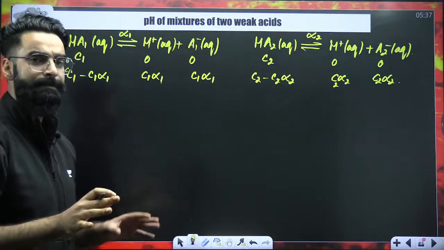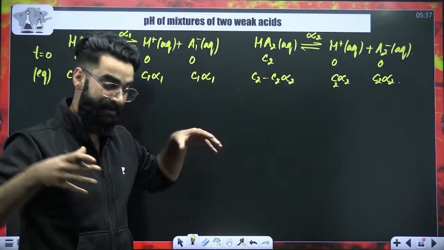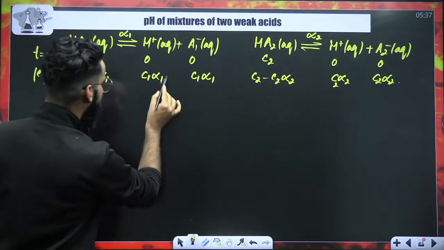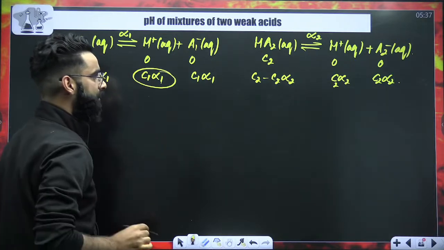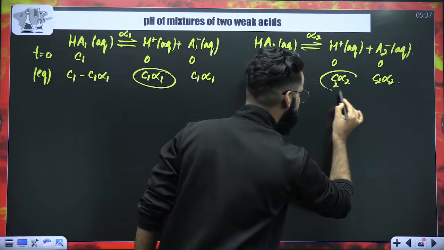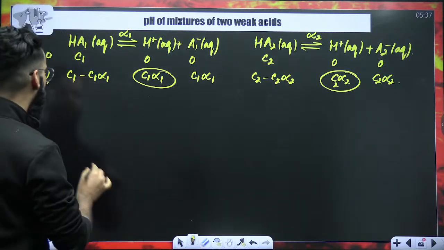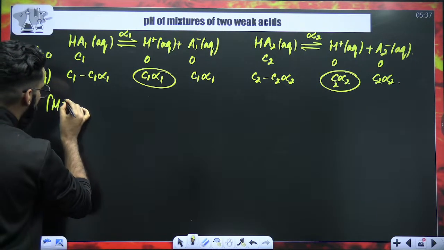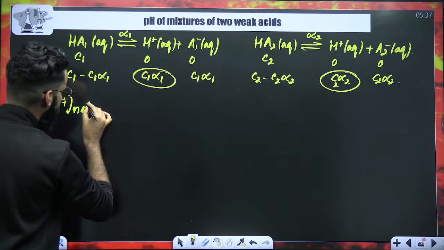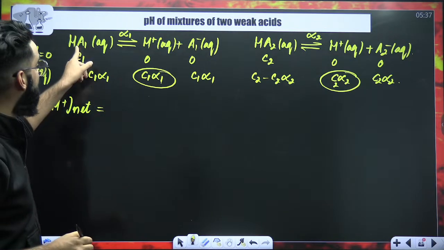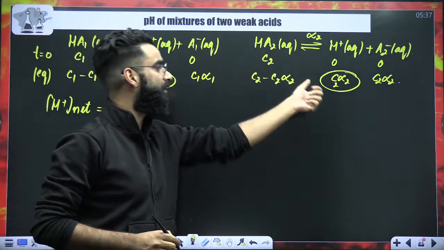Now, my dear students, these two weak acids are present in the same container. From this weak acid you are getting H positives in the container, and from this weak acid you are also getting H positives in the container. Can you let me know what is the total H positive ion concentration coming from this acid as well as from this acid?